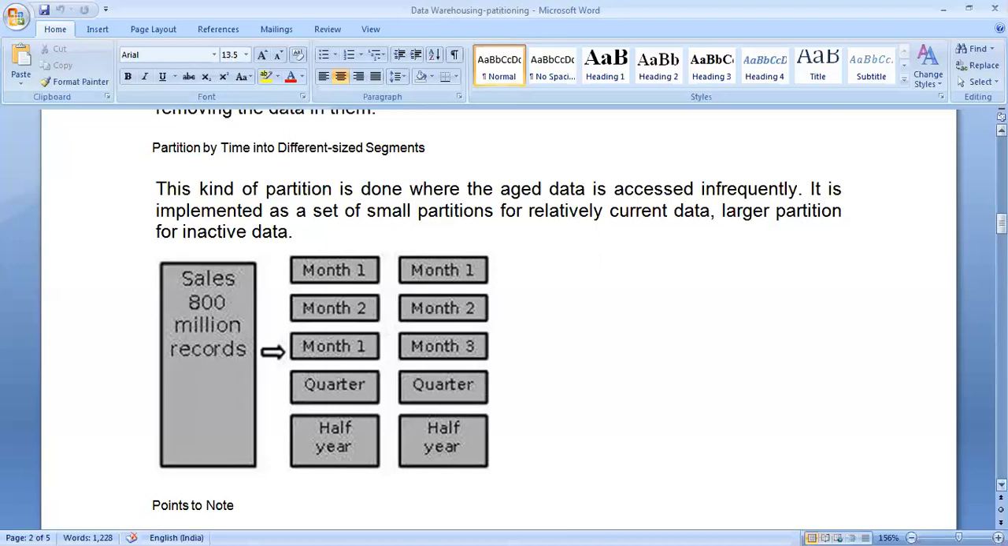For example, for 1 or 2 months, we shall keep the data in the size of months, like month 1, month 2, your current month, your last month. But the data earlier than that can be accessed in a way like quarterly data or half yearly data or annual data. So depending upon the user's requirement, the current data is divided into smaller segments and the data of historical interest is segmented into larger sizes.